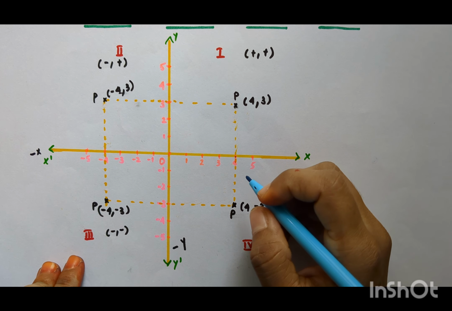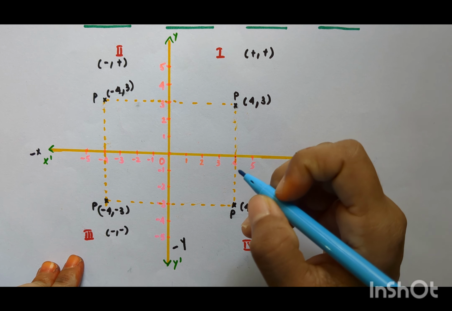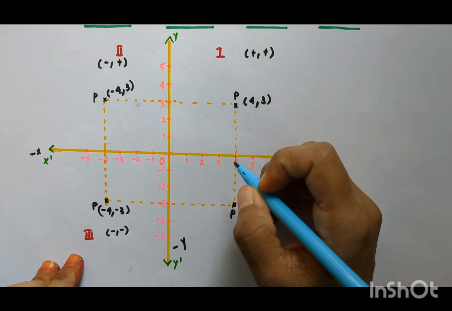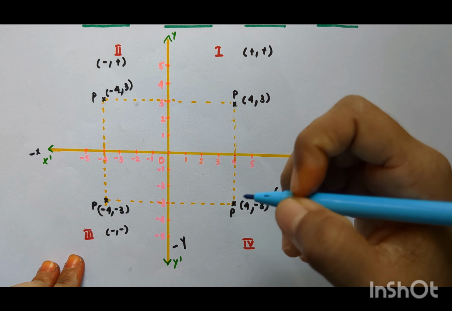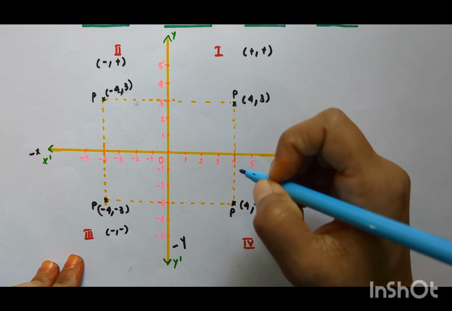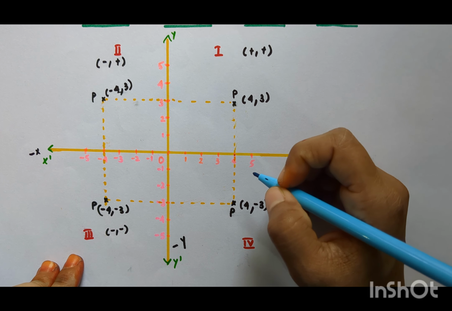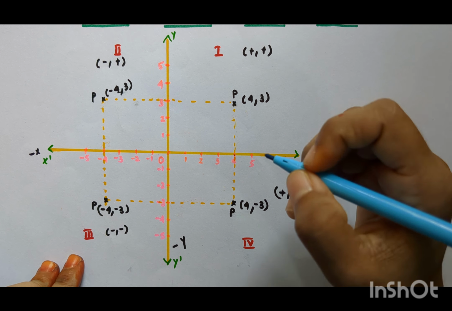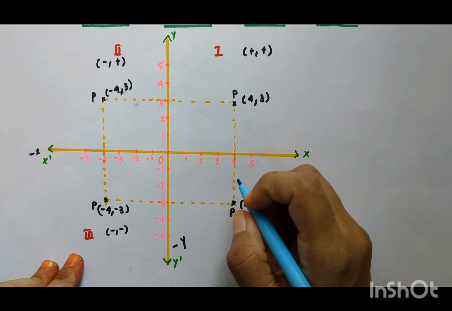So in this video, we have learned about the Cartesian coordinate system, or the xy coordinate system, and how to locate the coordinates of a point in the Cartesian plane. Also, we learned about the conventions, or signs, of coordinates in different quadrants.